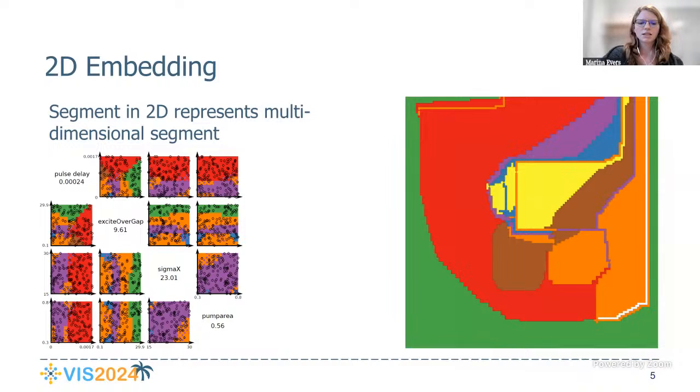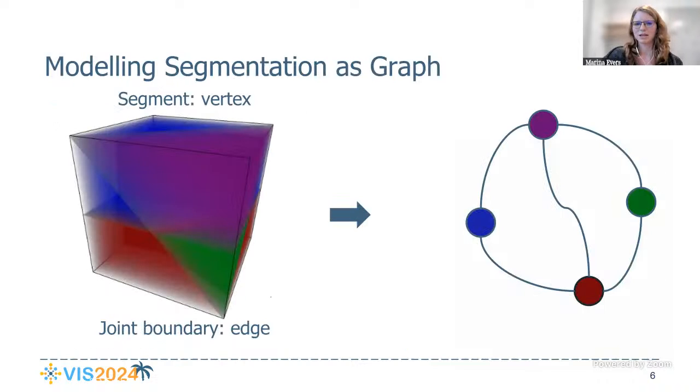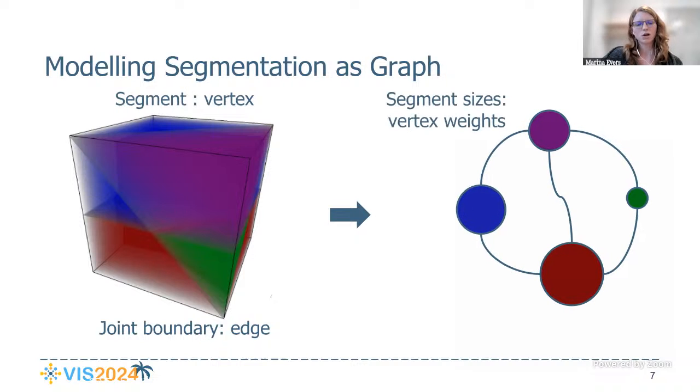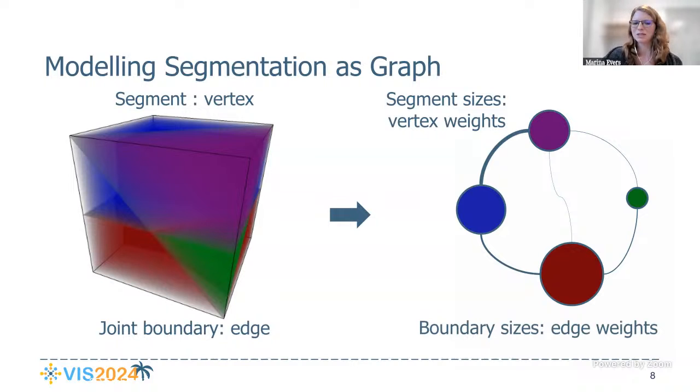So let's look into how we get here. At first, we model our segmentation as a graph. Here we look at an artificial example, which I will use for demonstration purposes, and each segment corresponds to a vertex in our graph, and each joint boundary in the high dimensional space corresponds to an edge. Then we can model our segment sizes and assign them to the vertex sizes or vertex weights, and we can model our boundary sizes and assign them to the edge weights.